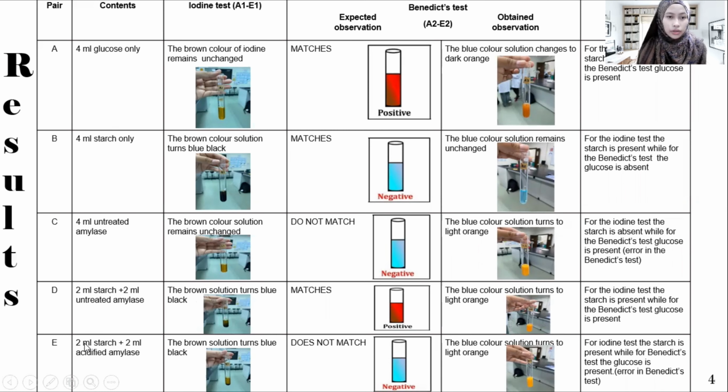And for E, 2 ml of starch mixed with 2 ml of acidified amylase, the brown solution turns blue-black in the iodine test. So it shows the starch is present. But for the Benedict test, the blue color solution turns to orange, which actually must remain unchanged. We got a negative result for this. It must show actually that the glucose is absent, but here it shows the glucose is present. So here also, like C1, there is an error in the Benedict test.